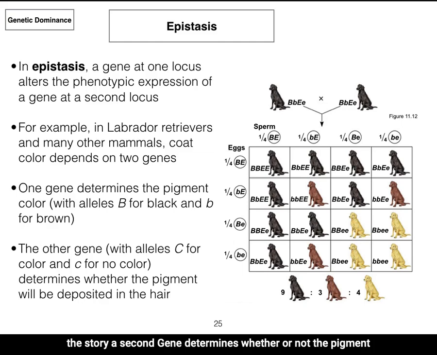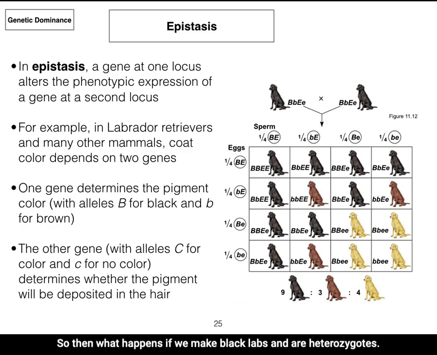A second gene determines whether or not the pigment will be deposited in the hair. The gene that determines whether or not the pigment will be deposited into the hair is big E. Big E results in the deposition of either black or brown pigment, depending on the genotype at the first locus. But if the lab is homozygous recessive for the second locus, little e, then the coat is yellow, regardless of the genotype at the brown or black locus. In this case, the gene for pigment deposition is said to be epistatic to the gene that encodes for the black or the brown pigment.